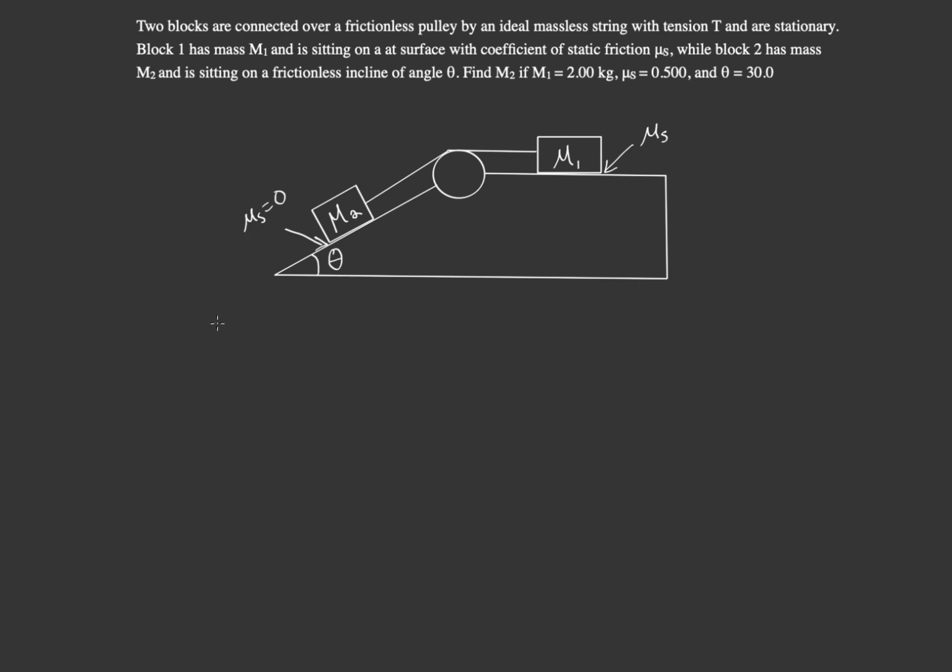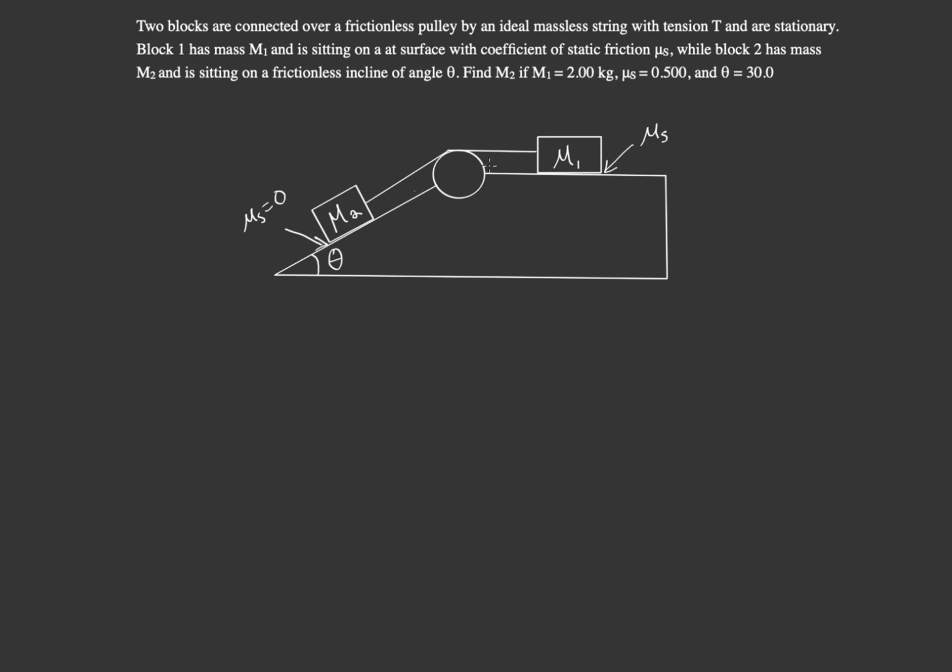This question is about tension on a string and friction. If you have two blocks set up in this situation where one's on a flat surface and the other is on an incline, one has static friction and the other doesn't, what mass can M2 be, given that the mass of block 1 is 2 kilograms, its static friction coefficient is 0.5, and the angle of incline is 30 degrees? It's best to draw a free body diagram in the situation.